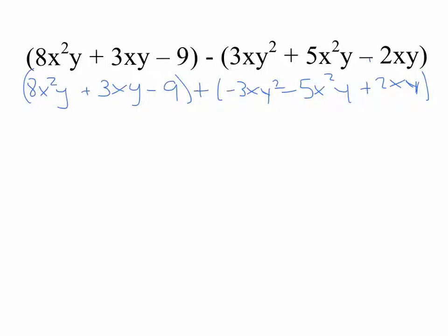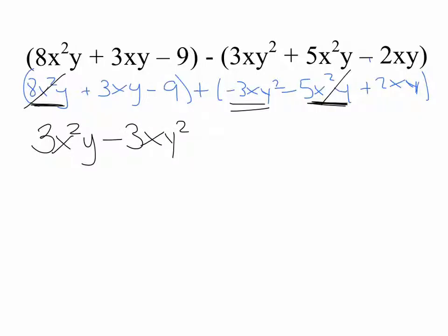So now let's look and see if we can combine our like terms. 8x squared y, and there's x squared y, so 8 plus negative 5 is 3. Here I have xy squared. I don't have any more, so it's just going to be minus 3xy squared. 3xy plus 2xy is 5xy. Then we're left with this 9, so minus 9.